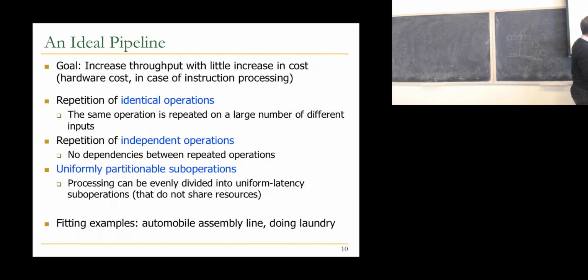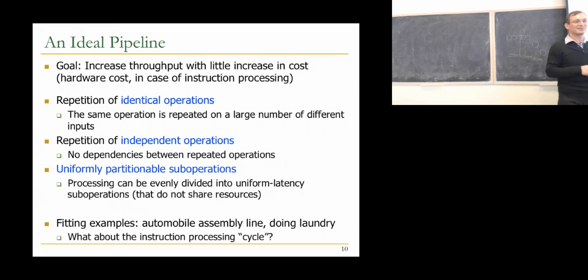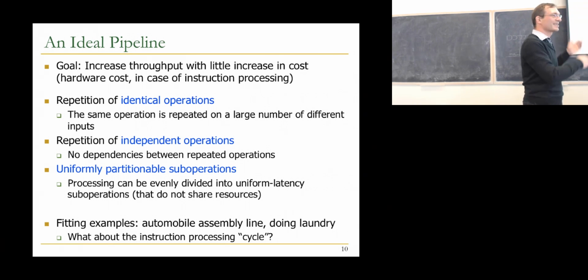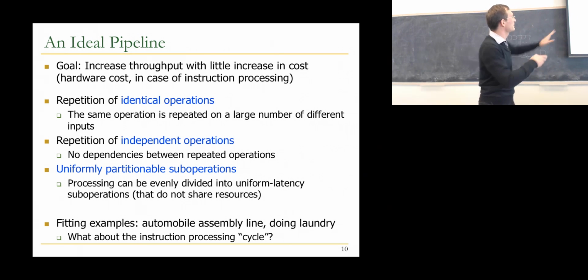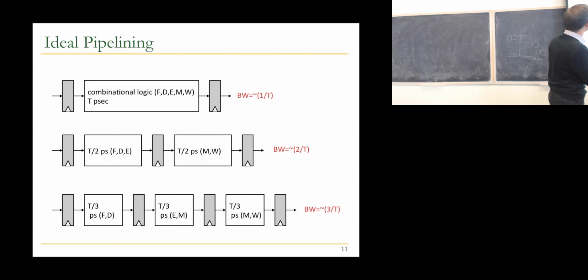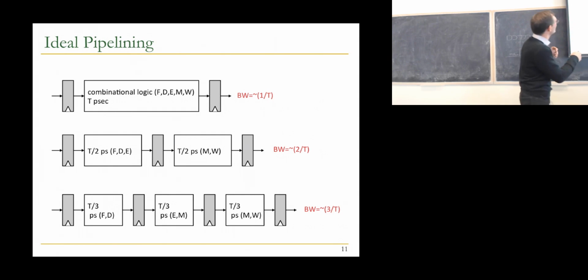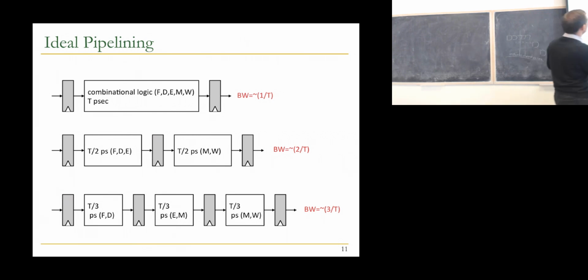Automobile assembly line could be close to ideal. Doing laundry could be close to ideal. Not necessarily, though. Think about it. How about the instruction processing cycle? I already told you, right? It's actually tough to make it ideal. But we're going to overcome those non-ideal parts. So let me show you ideal pipelining from an instruction processing standpoint. This is what we would like to do. So for an instruction, let's assume that it takes t picoseconds to do everything related to the instruction: fetch, decode, execute, memory access, write back. And after that, you latch the results and you go on to the next instruction.